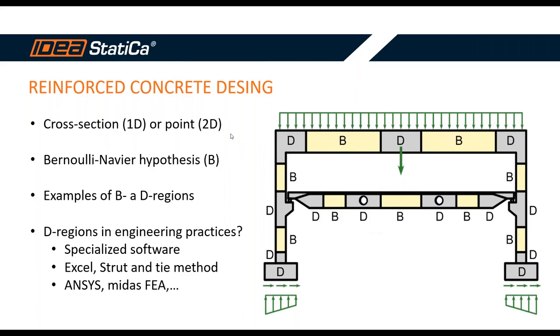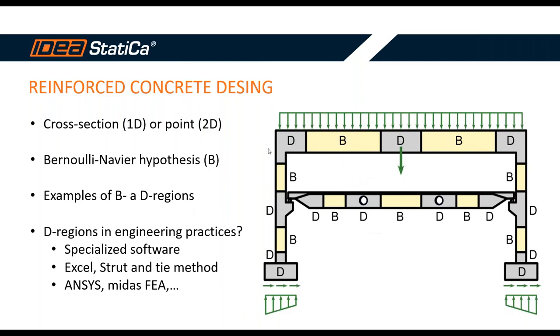These analyses and checks are based on several assumptions. One of the assumptions is the Bernoulli-Navier hypothesis, which assumes that the cross sections remain plane and perpendicular to the axis. This assumption can be applied in so-called B regions. They are depicted by yellow color in this picture.